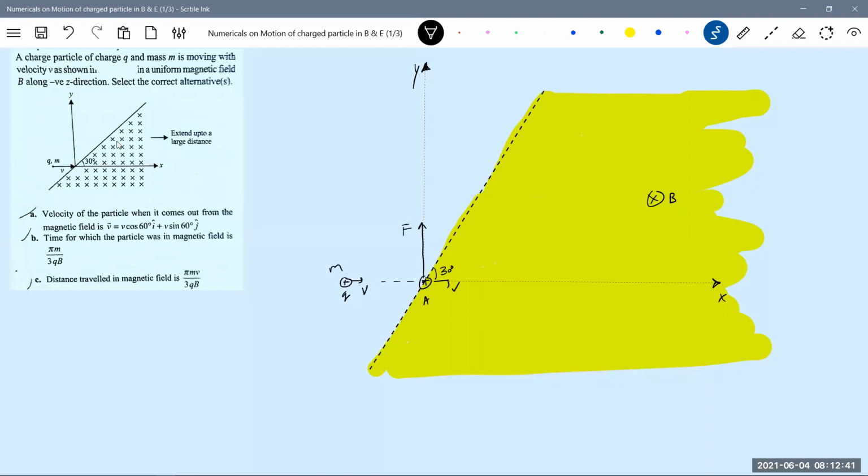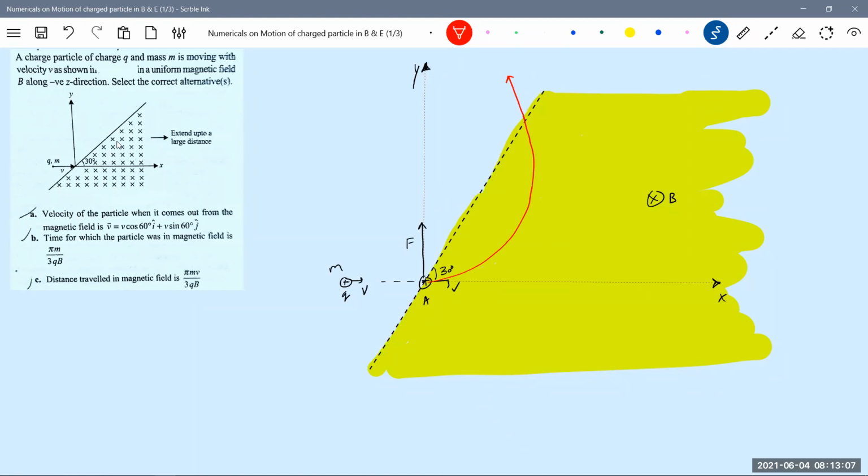Okay, this we take as A. The force will act here. Then how does the particle deviate? It will deviate in this way. It should be part of a circle, no doubt, take it for granted. Then finally it will emerge.